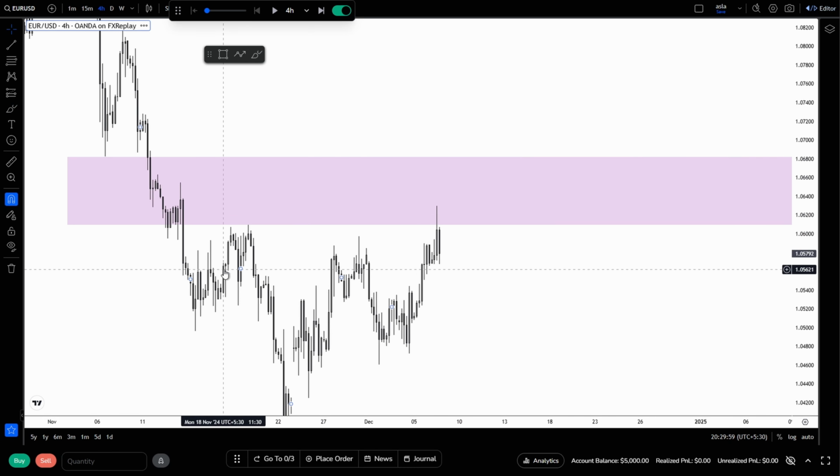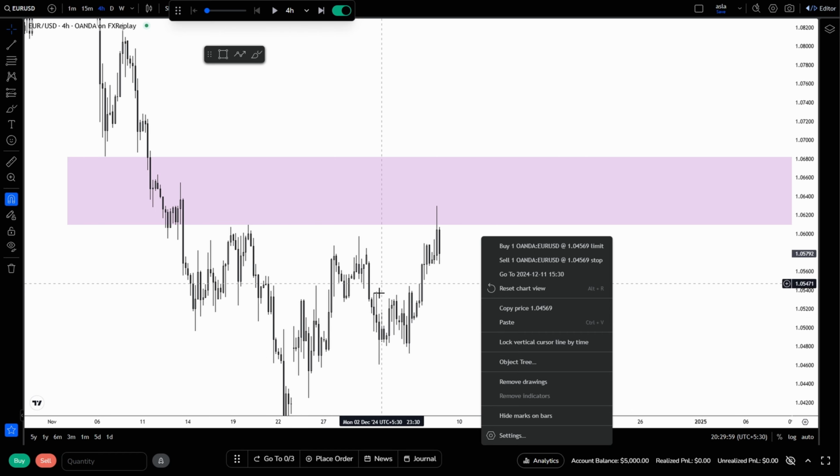Next, I move down to the 4-hour time frame. This is where the bias starts to get refined. Now here's the important part. Having a bias does not mean the market is immediately going to do what you expect. The real question is when the market is actually ready to do it. And that's where liquidity sweeps come in.